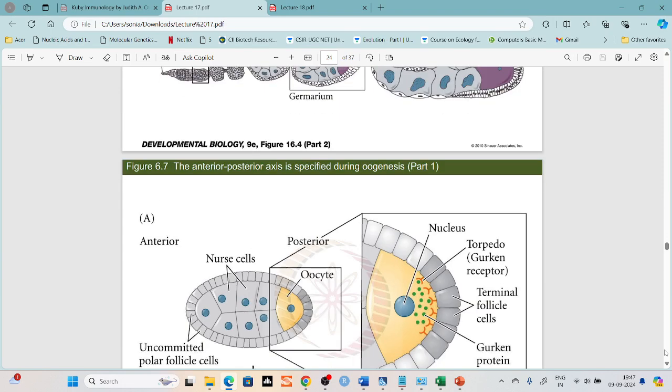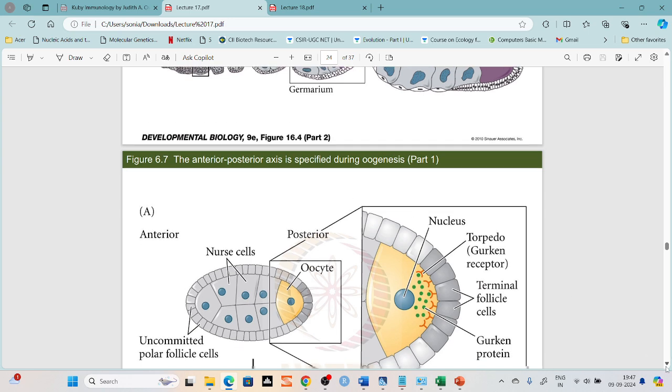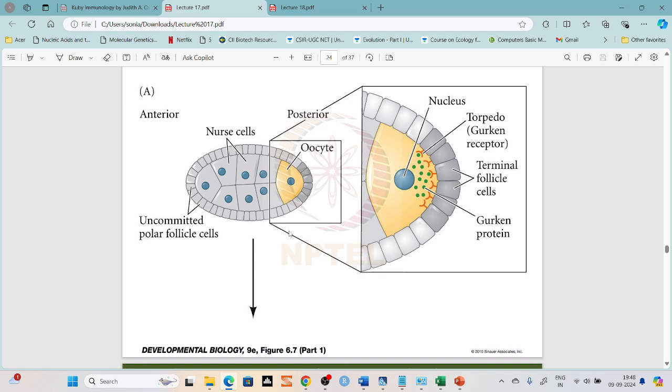Yeah. See, this is the oocyte, and these are the nurse cells. Whatever they secrete, the movement from these nurse cells is not dependent upon the motor proteins. Okay, here these are the torpedo, which are the receptors, and these green dots that you see are gherkin proteins.